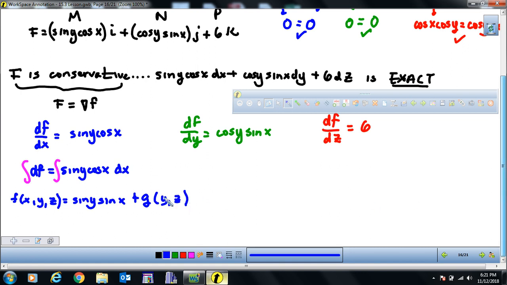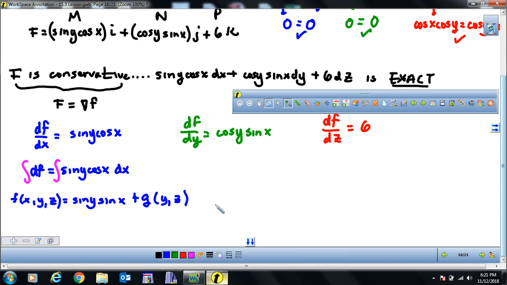It could be that it is a function in terms of y. Could be that it is a function in terms of z. It could be that it is a function in terms of y and z, or it could be that it is just a constant. That's what we're going to determine by using again the other two conditions.